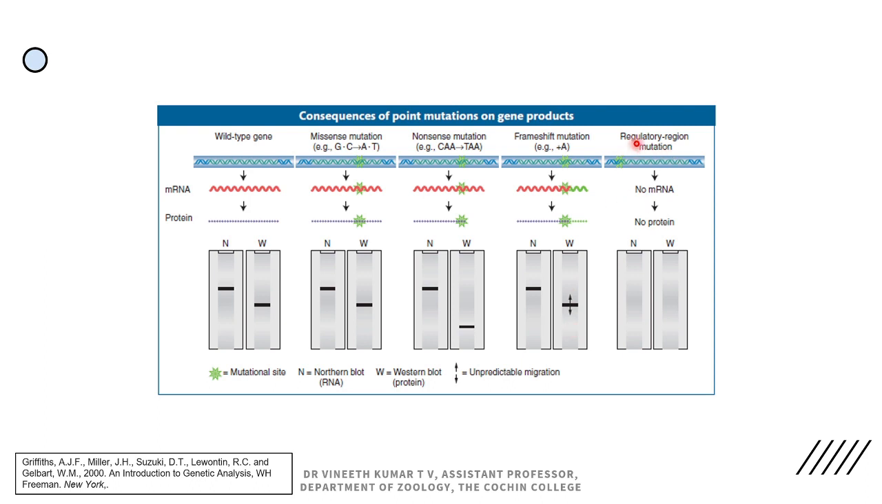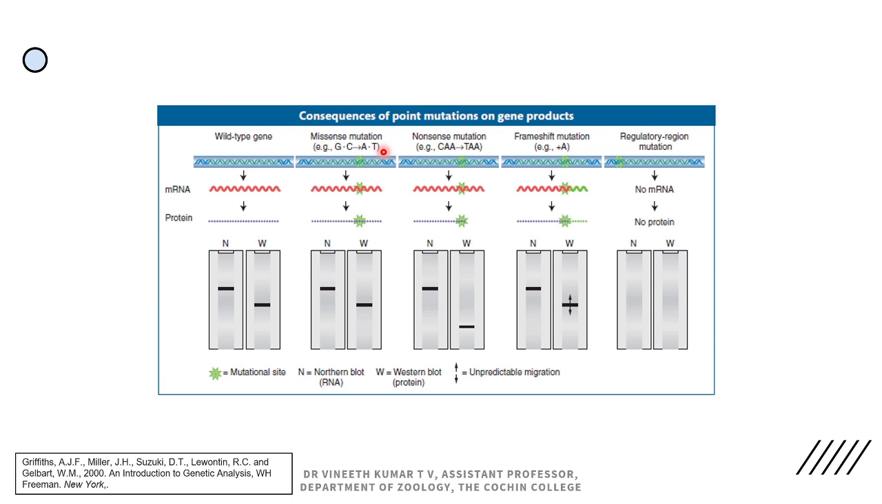The consequence of a regulatory region mutation is that there is no mRNA and no protein. If you run this, there are no bands, because the regulatory region was affected. No mRNA was produced. No mRNA means there is no protein. So this is the consequence of what happens in gene mutation, if it is happening in the gene region or if it is happening in the regulatory region of the gene.